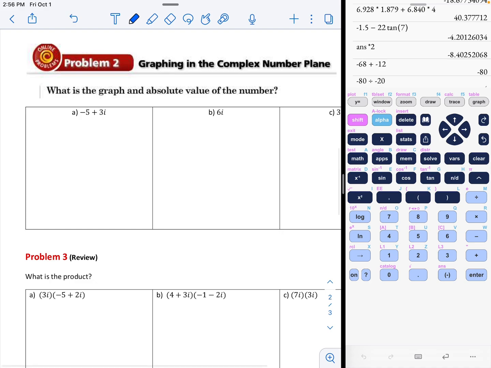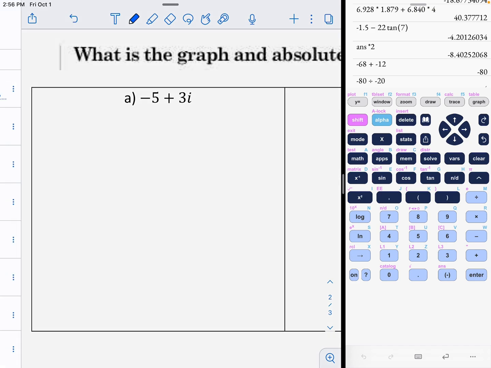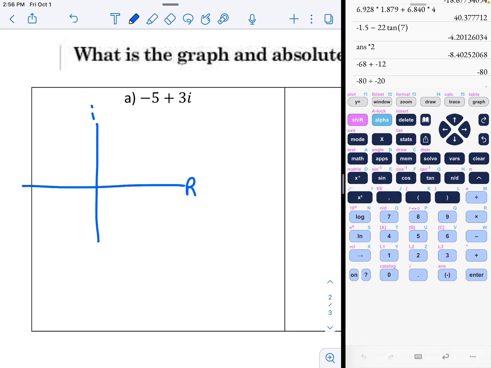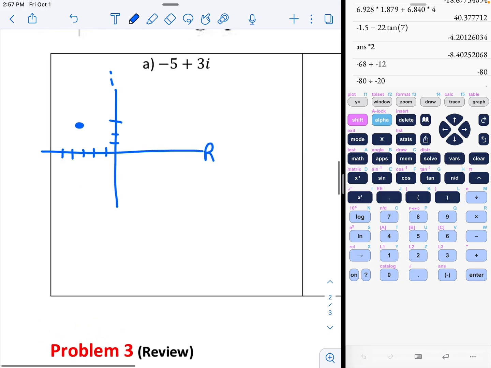So we're going to say, what is the graph and the absolute value of the number? We have -5 for the real and 3i for the imaginary. As we go to an XY chart, this is our real axis, imaginary axis. 1, 2, 3, 4, 5 to the left for our real axis. 1, 2, 3. And I'm going to get rid of that dot so you don't think it's a point. I just was trying to indicate I was going to 5. 3 up. So our plot would be right here. That is the graph of that imaginary complex number.